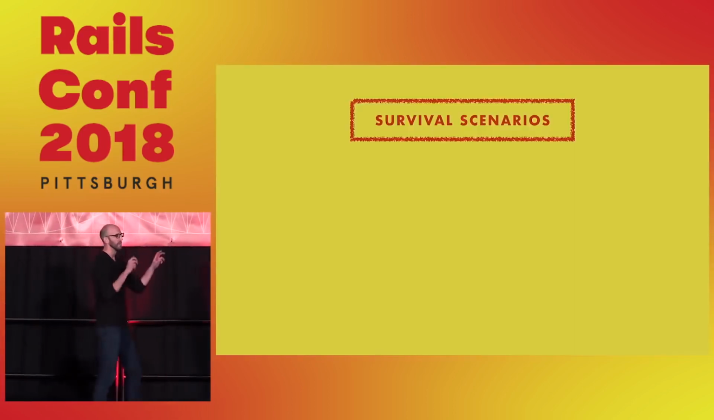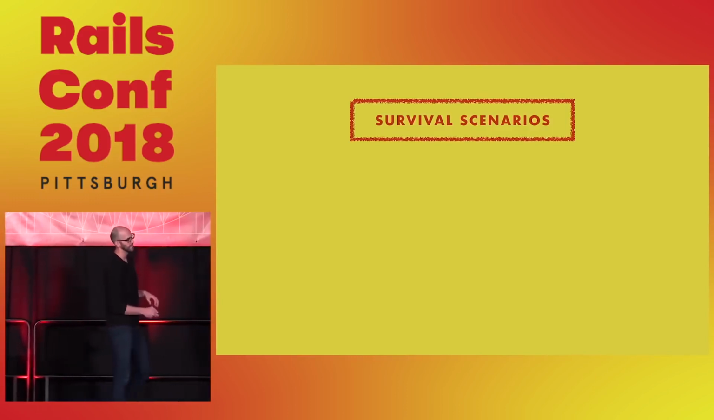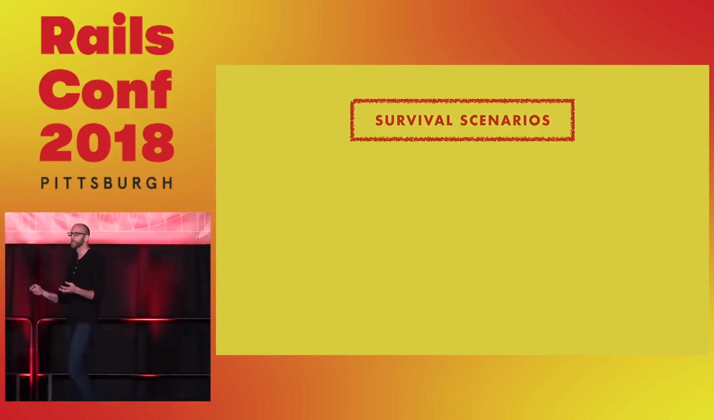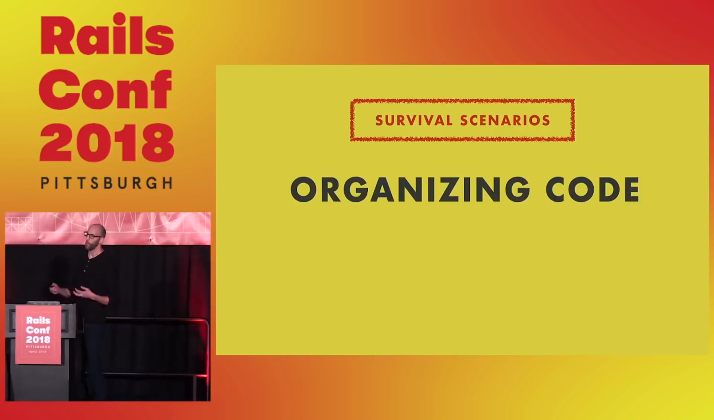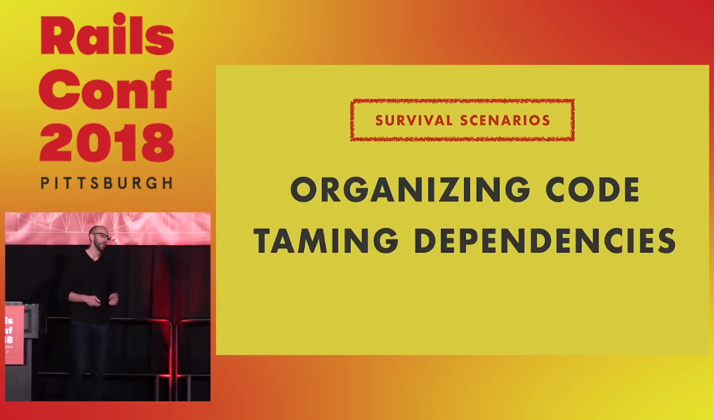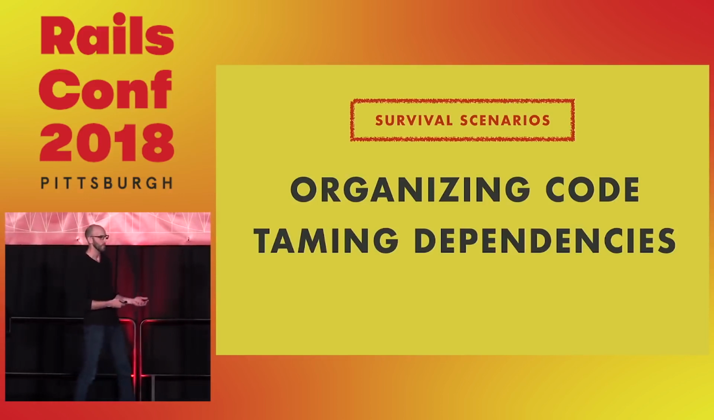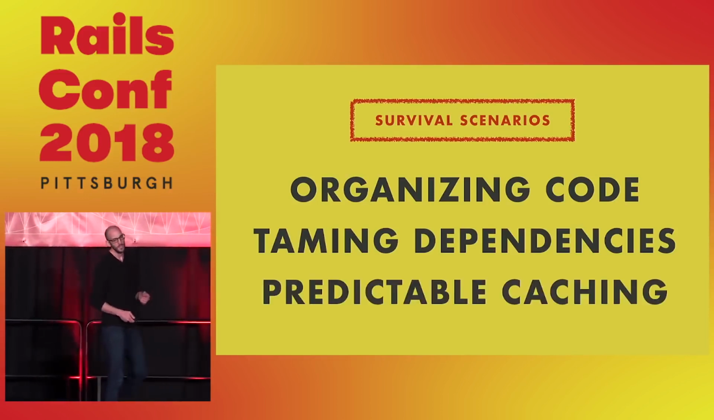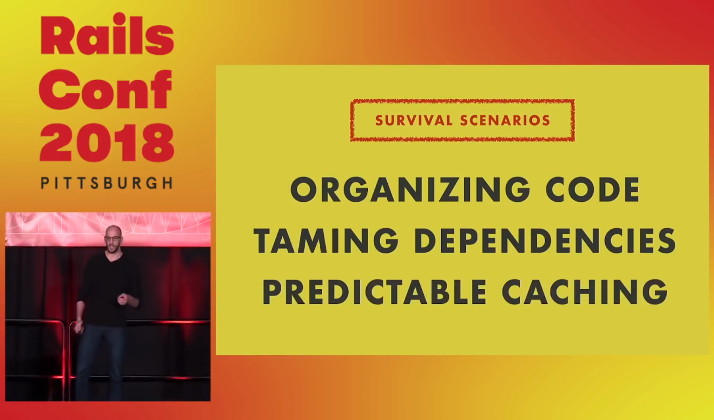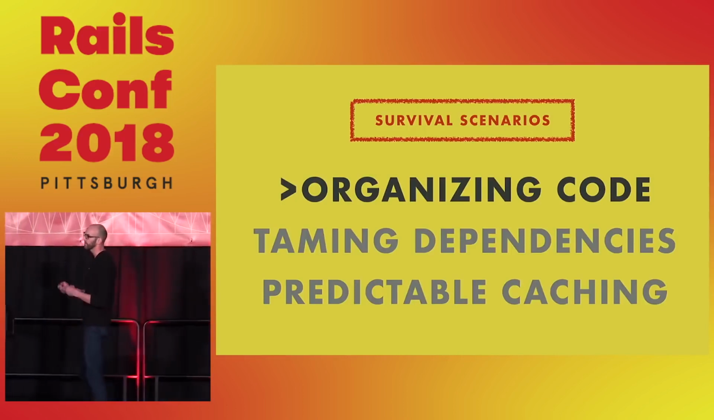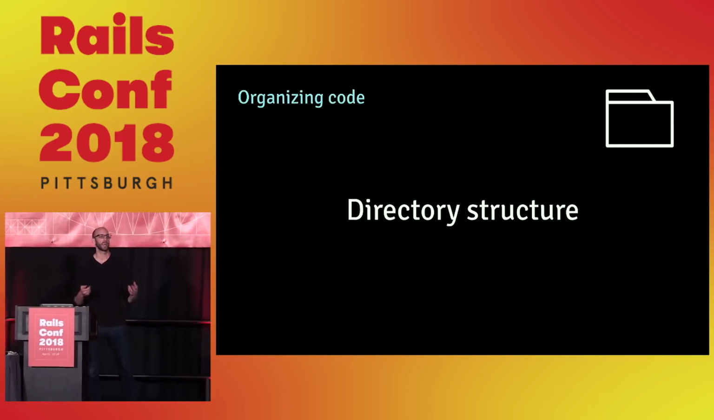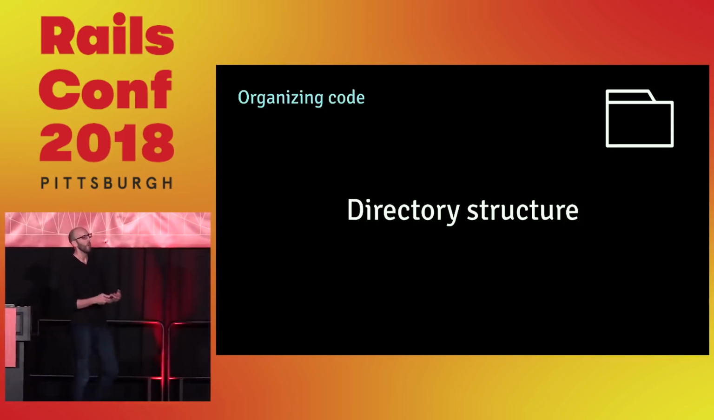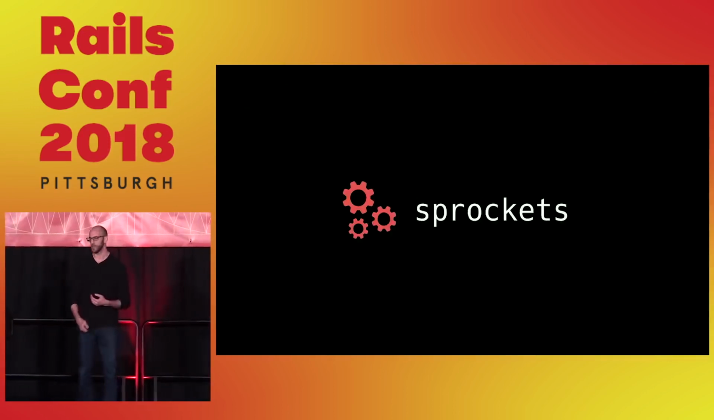So let's get into these survival scenarios, things that we encountered as we made this switch. So we had to address some challenges with organizing our code, with taming the dependencies that we were moving over to Webpack, and predictable caching. So jumping into this first category, one of the first questions we have once we get Webpack up and running in a Rails environment is how do we organize our directory structure?